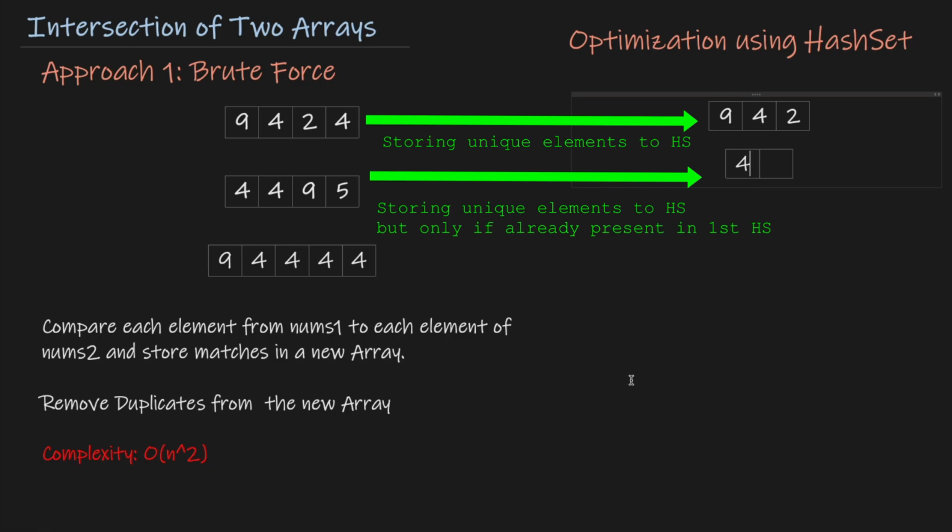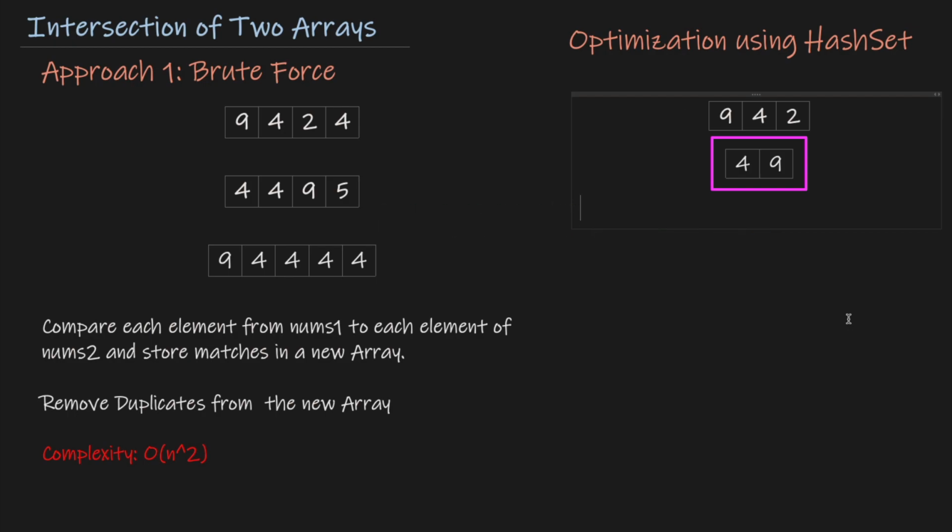Now we move to 9. Now 9 is also present in the first hash set, so we can proceed to insert it, and it is not found in the current hash set, so we'll store it. Moving forward, we try to store 5. Now 5 is not found in the first hash set, so we'll not store it. And that is it. We have found the pair which is unique and is the intersection of the two arrays.